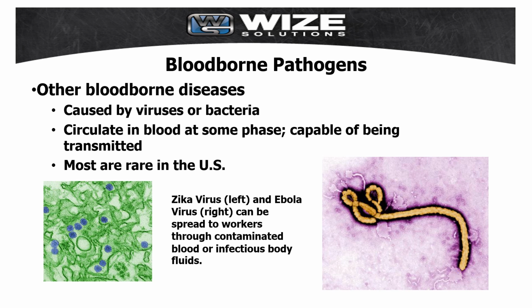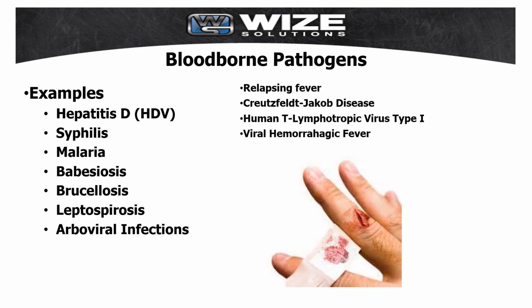Other bloodborne diseases caused by viruses or bacteria circulate in blood for prolonged periods during at least some phases and, therefore, are capable of being transmitted through blood or other potentially infectious materials. Most are rare in the U.S. This is a list of other bloodborne diseases caused by viruses or bacteria.